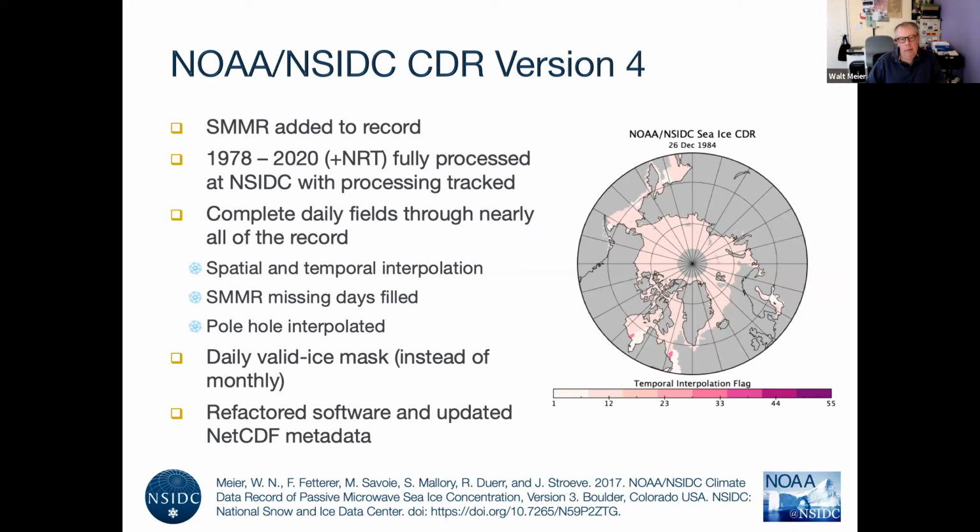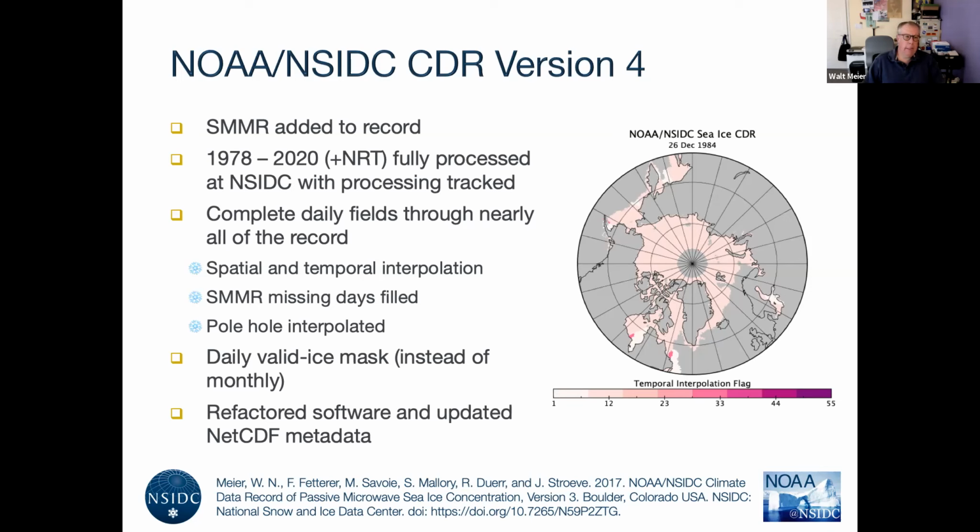And one of the other things that we've done is we've created complete daily fields through nearly all of the record. So we've added spatial and temporal interpolation, spatial for small areas like missing pixels within the grid, and then temporal interpolation for larger missing areas, basically interpolating from surrounding days. And with that, we've added and filled in the missing SMMR days. SMMR only collected data every other day.